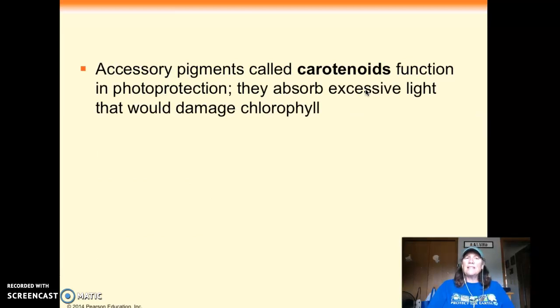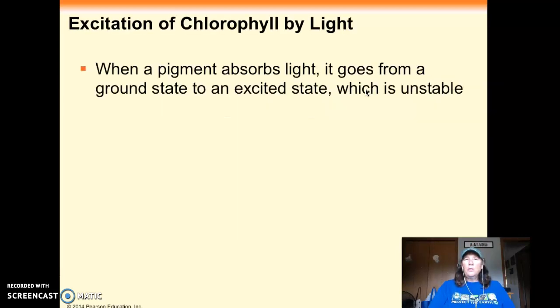They absorb excess light that would damage the chlorophyll. So again, we have these accessory pigments, and their job, like I said, is like sunscreen. They protect the chlorophyll so it gets the light it needs, but it doesn't overdo it, because we don't want to damage the chlorophyll. Chlorophyll is very important. Okay. All right.